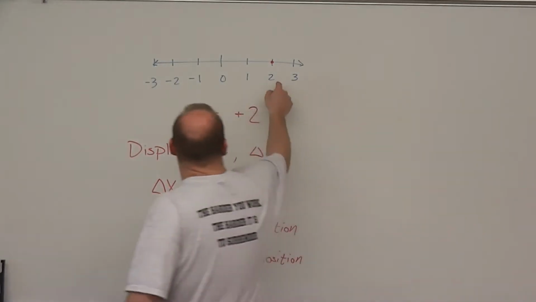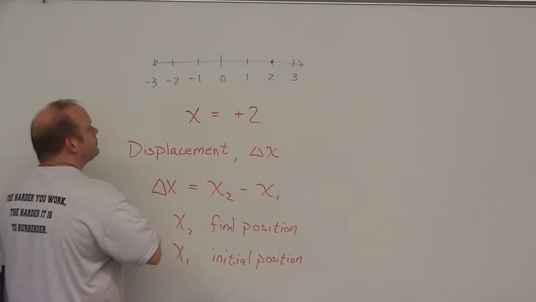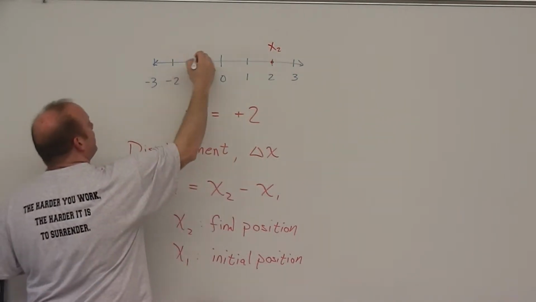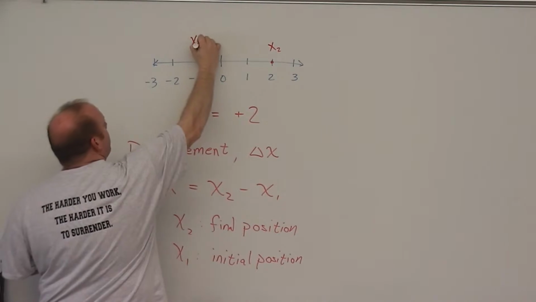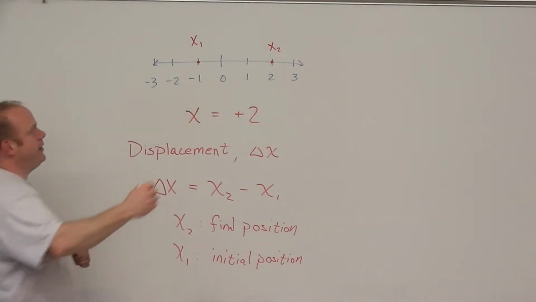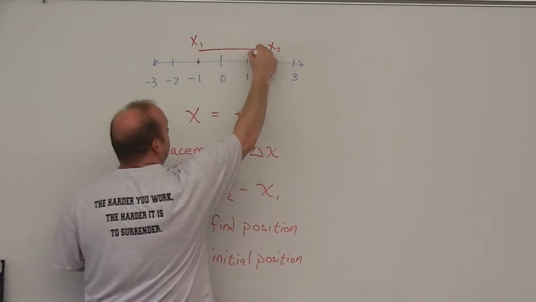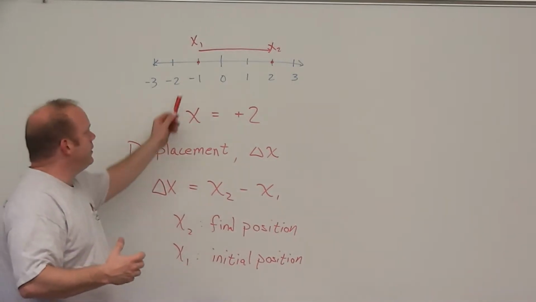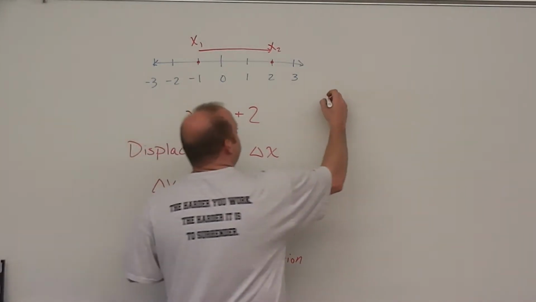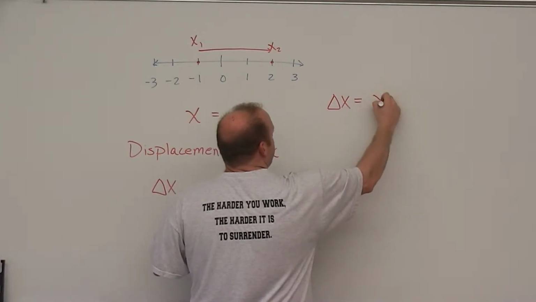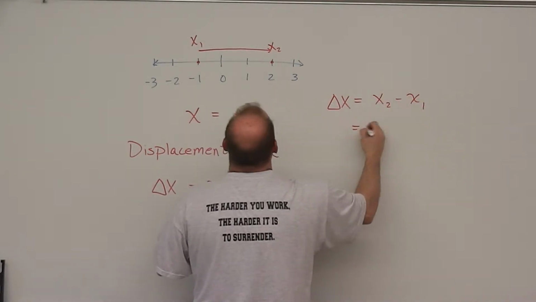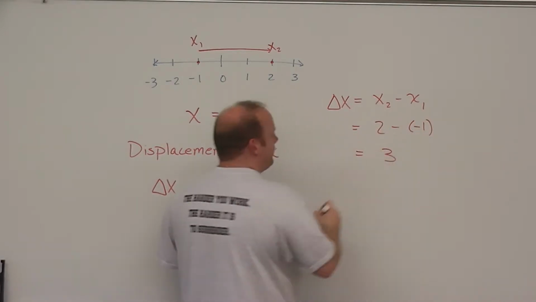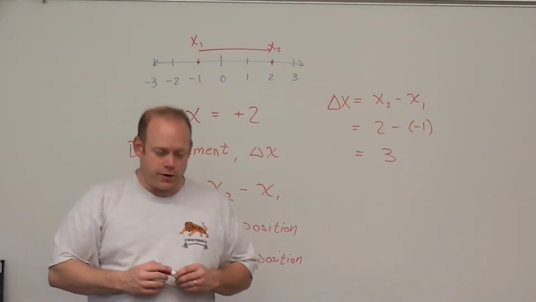If I say that this is, let's make this x2, and let's make another one, let's make x1 go like this. So for my displacement, I am moving from my left to the right. I go from x1 to x2. So now my displacement goes in this direction. In this case, my displacement, delta x, is equal to x2 minus x1, which is equal to 2 minus a negative 1, which in this case is 3. I assure you it gets much harder than this.